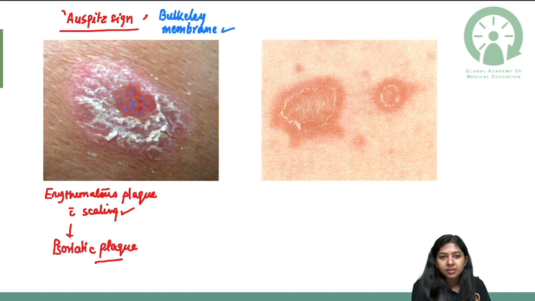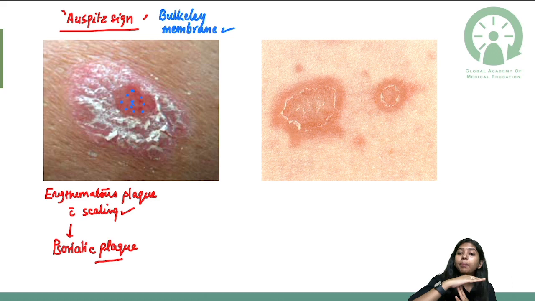Why do you get Auspitz sign? Why are you seeing pinpoint bleeding? See, in psoriasis the blood vessels have dilated, right? And they have moved towards the epidermis. They have moved upwards, they have migrated, and they are tortuous and dilated. So this is how they are present. They are present vertically, right? And you are removing the scales like this. So if you see on cross section, you will see pinpoint bleeding spots. So this is Auspitz sign, very important to remember, and you get it in psoriasis, right?